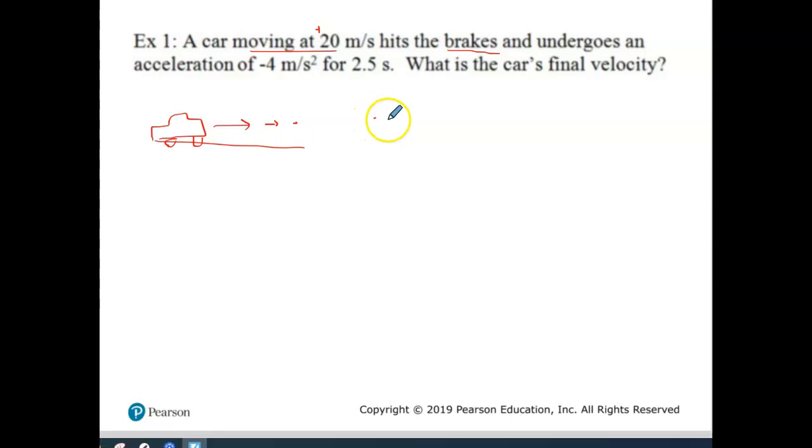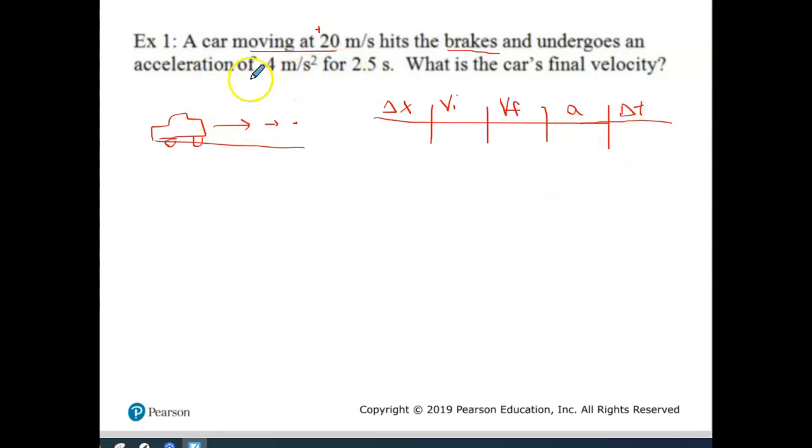The next part we're going to do is set up our table. So I just make a table like this. You can organize your data vertically or horizontally. I think this kind of setup is useful in arranging your information. So I'm going to write the 5 variables that are in these problems in the top of the table. So I have delta x displacement, vi initial velocity, vf final velocity, a for acceleration, and delta t for change in time or time period.